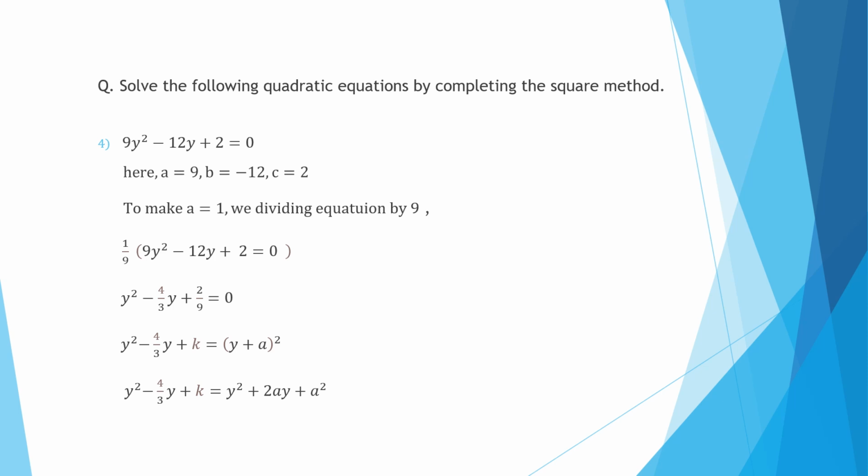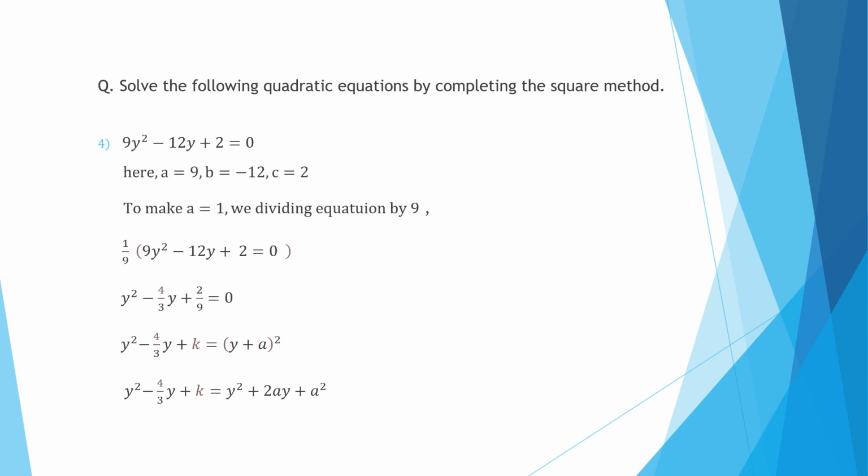या क्वेश्चन मध्ये जे इक्वेशन दिले ते 9y square minus 12y plus 2 is equal to 0. या इक्वेशनला आपल्याला कंपेअर करायचंय ax square plus bx plus c is equal to 0 या इक्वेशनशी. कारण मागचे आपण जे एक्झाम्पल पाहिले त्यामध्ये a ची व्हॅल्यू 1 होती. The coefficient of a was 1, but in this equation the coefficient of y square is 9. Here the value of a is equal to 9.